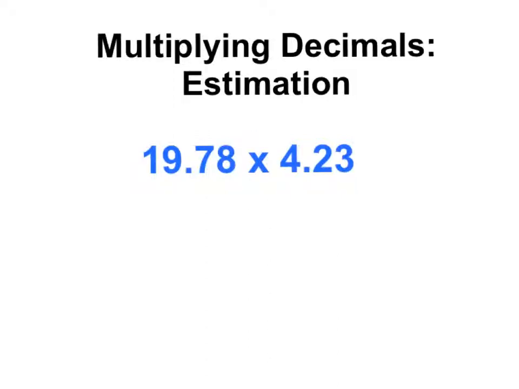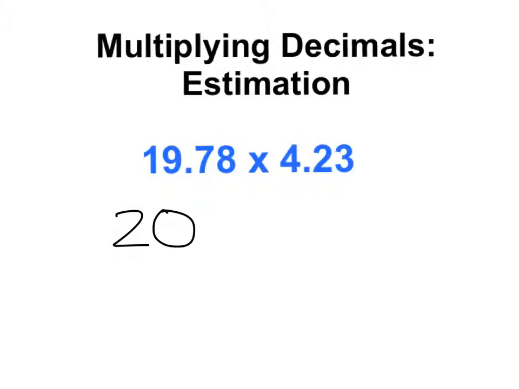In this video, we'll look at some different strategies for multiplying decimals. The first strategy we're going to look at is estimation. So we'll just round these two numbers that we're trying to multiply to whole numbers in order to get an estimate of the answer. So I'm going to round 19 7/8 to the closest whole number, which would be 20.